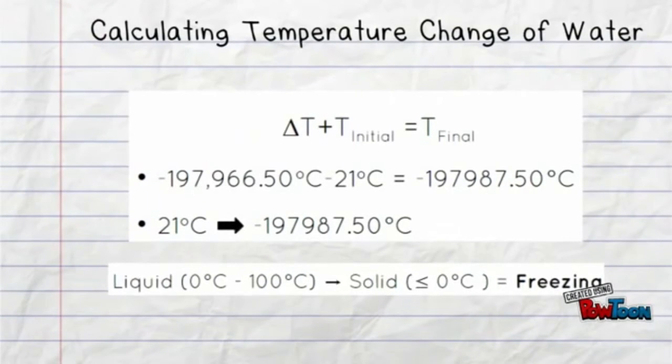I found the final water temperature by subtracting negative 19,766.50 degrees Celsius by 21 degrees, giving me negative 19,787.50 degrees Celsius. We then can infer that the phase change occurring is freezing.